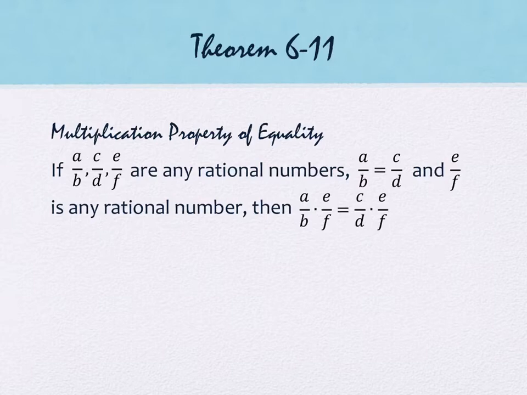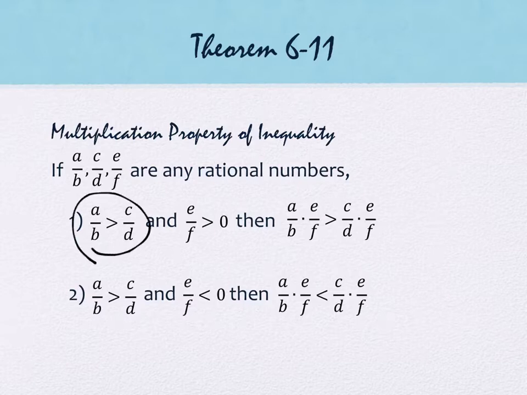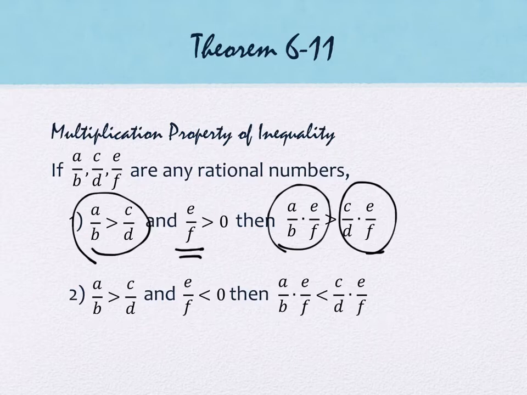The third one inside of 6.11 talks about what happens when you do the same thing but with inequalities. There's some left over from before. So if I have fractions a over b, c over d, e over f, and we have the relationship where a over b is larger than c over d, and this number e over f is positive, then if I multiply it on both sides, the direction of the inequality stays the same. I still end up with a over b, and it's what it's been multiplied by, greater than the c over d, right?